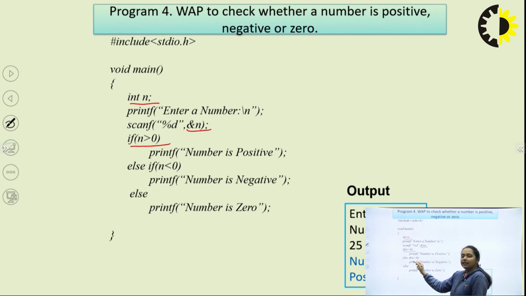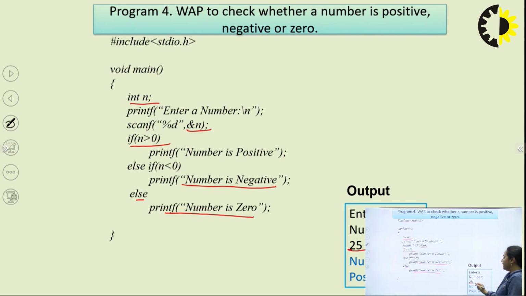Else if n is less than 0, it means number is what? It is negative. Next, if these two conditions fail, in that particular case, number is what? Number is 0.